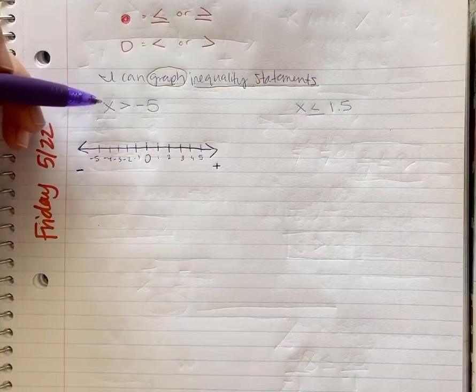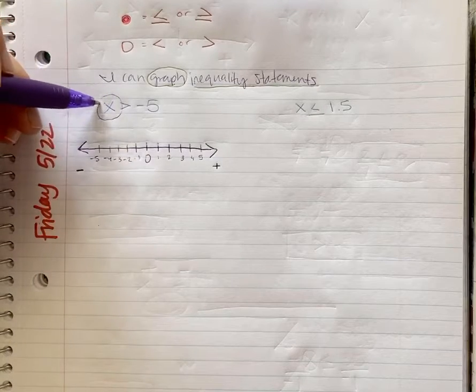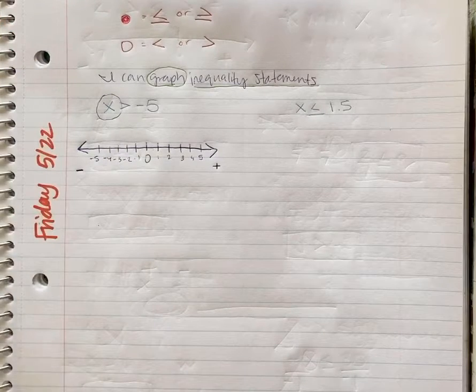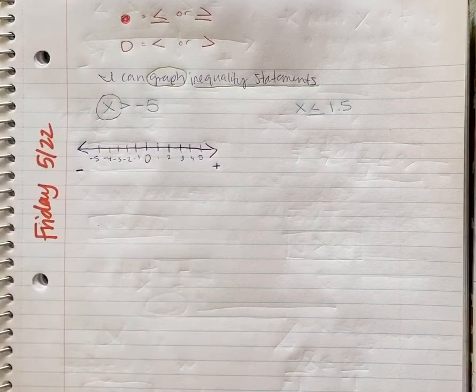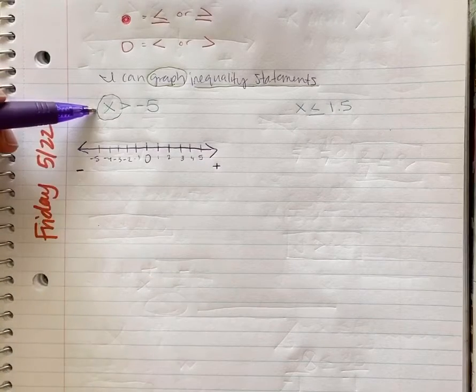So if we wanted to show all of the answers that could be x, could there be more than one? Is there more than one number that's greater than negative 5? Well, negative 4 is greater than negative 5. 5 is greater than negative 5. 100 is greater than negative 5. There's lots of different answers that represent what this could be.